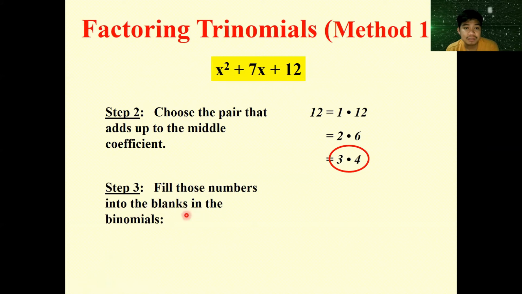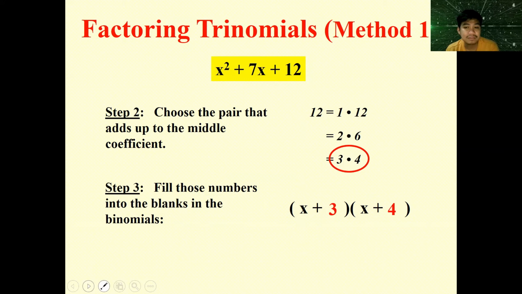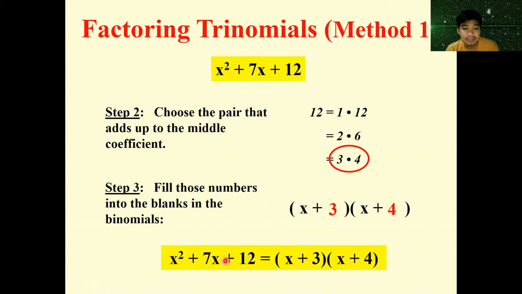So fill those numbers into the blanks in the binomial. So ito yung empty form ng product ng dalawang binomials. So ilalagay natin yung dalawang numbers na nakuha natin kanina. So we have 3 and 4. So ang sagot for x squared plus 7x plus 12, ang factored form niya will be x plus 3 times x plus 4. If you want to verify, just multiply x plus 3 and x plus 4. Ang makukuha niyong sagot will be x squared plus 7x plus 12.